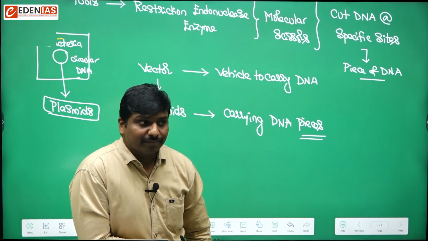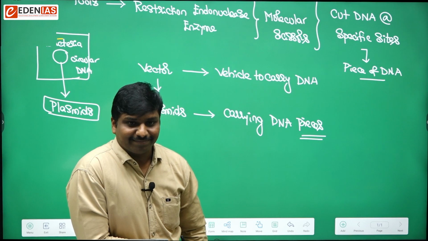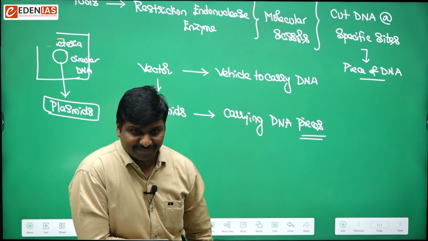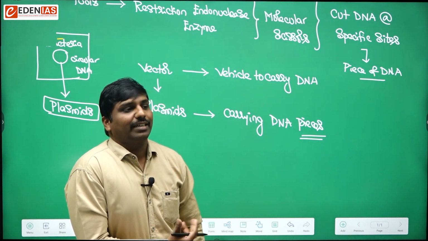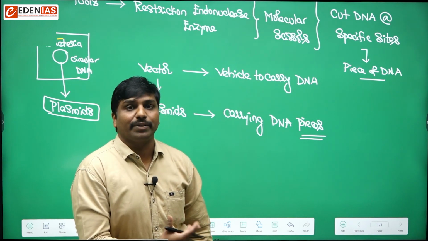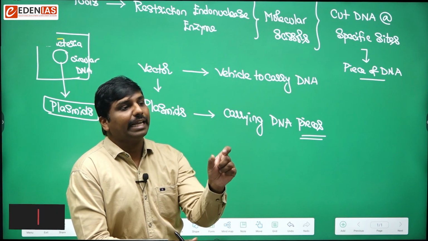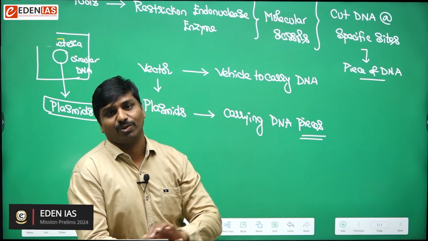Polynucleotide chain. Usually in simple fashion to say, DNA is made up of so many nucleotides. So in simple manner, we are saying that DNA is a chain of polynucleotides.